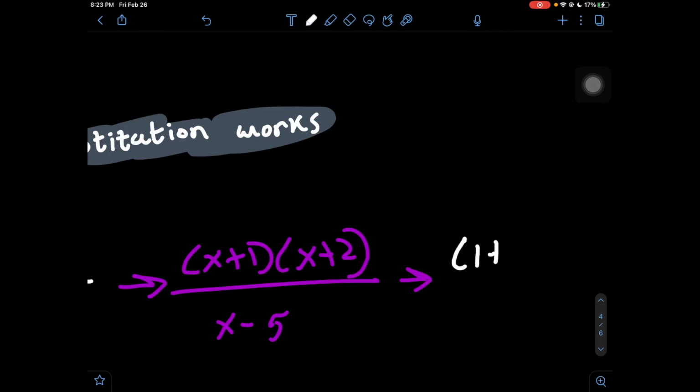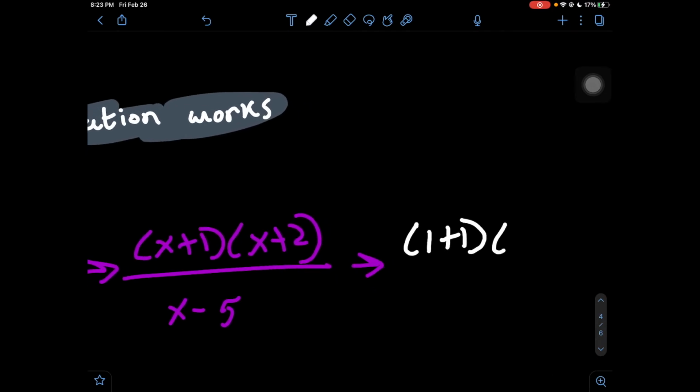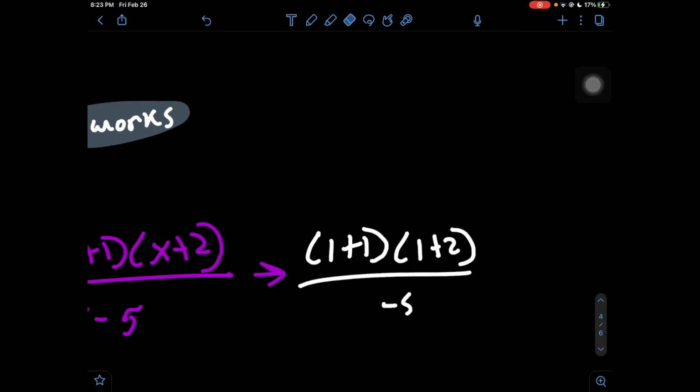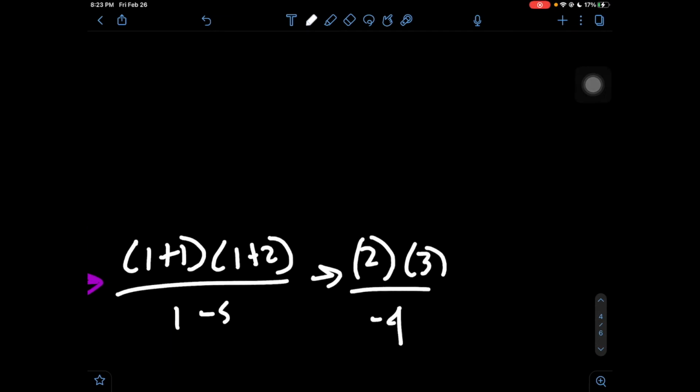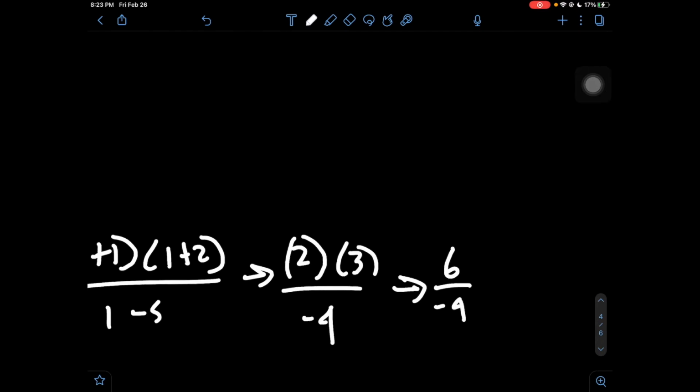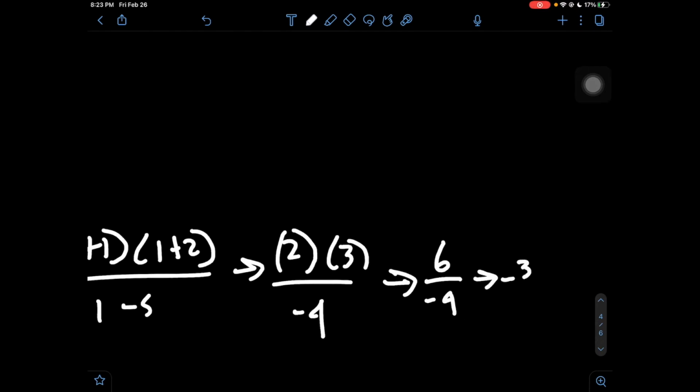So we have 1 plus 1 times 1 plus 2 over x minus 5, or 1 minus 5. And so 1 plus 1 is 2, times 2 plus 1 is 3, over 1 minus 5 is -4. So we have 2 times 3 over -4. 2 times 3 is 6 over -4. And this simplifies down to -3 over 2.